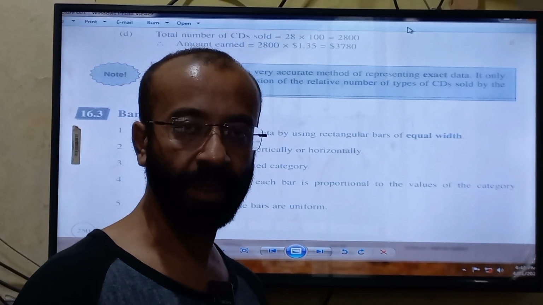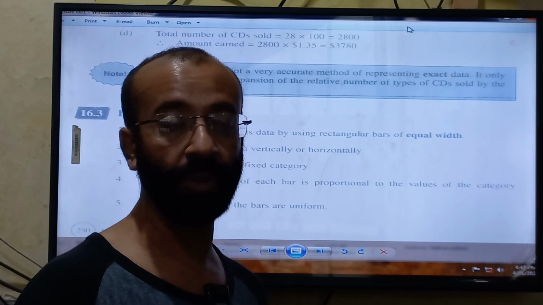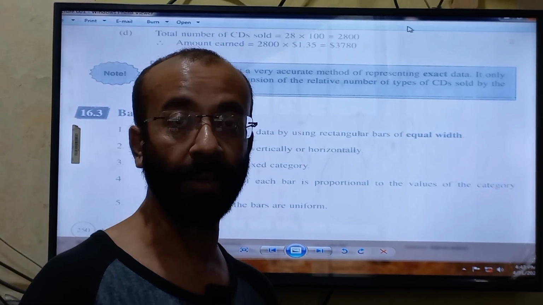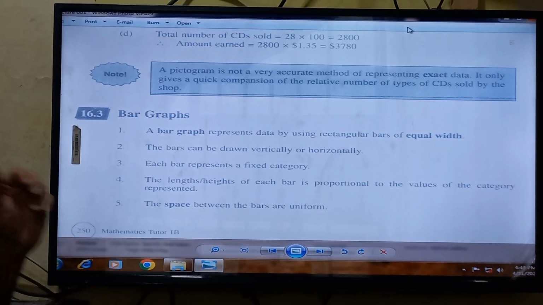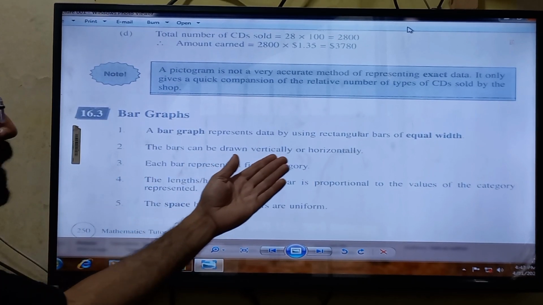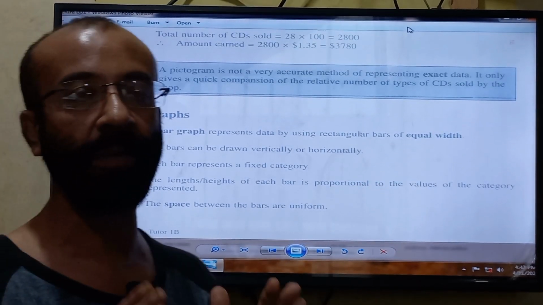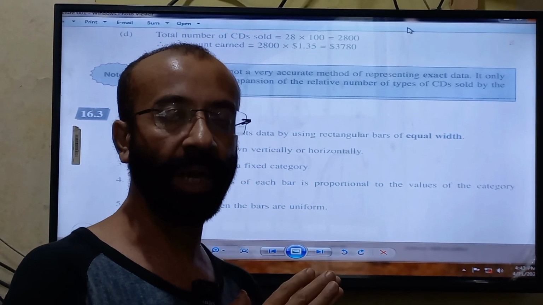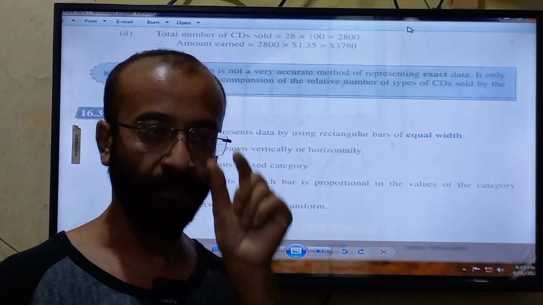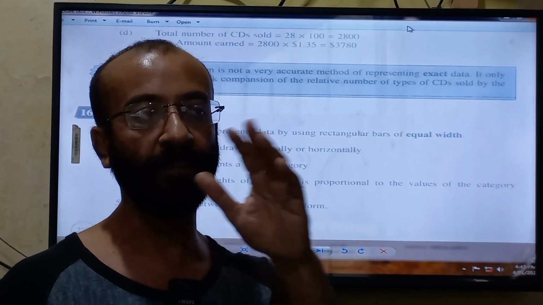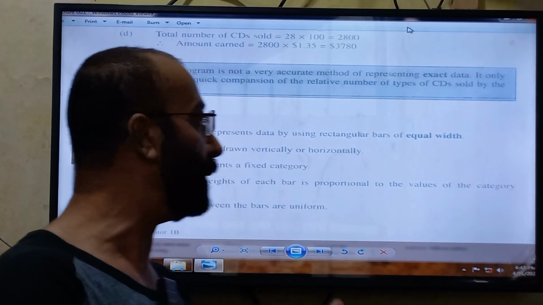Okay, students, the next topic which is going to be started in statistics is bar chart. So we are going to read the rules of drawing bar charts, bar graphs. A bar graph represents data by using rectangular bars of equal width. So this is the first rule. In bar graphs, we have to draw the bars of equal width. Whatever the width of the first bar, we have to follow the same rule. We have to draw the other bars of the same width.